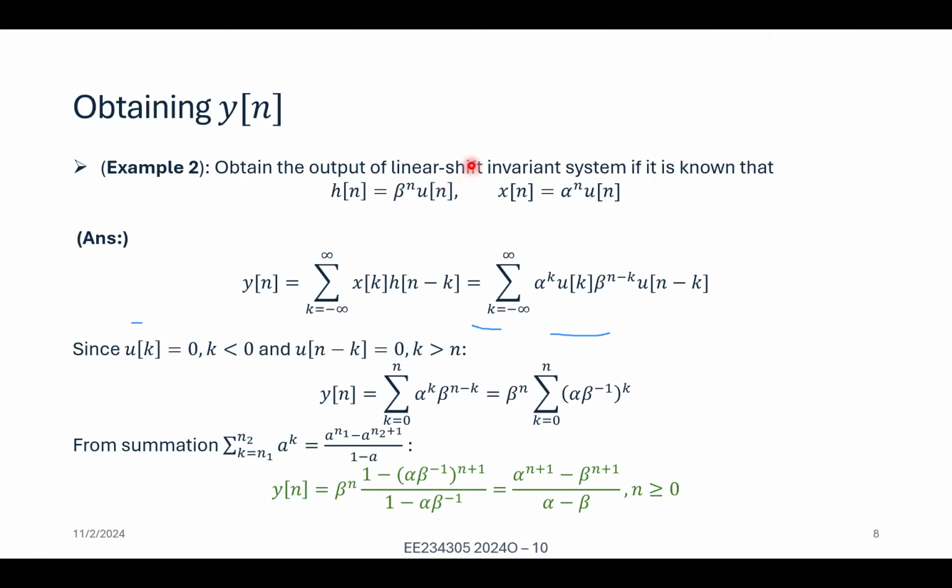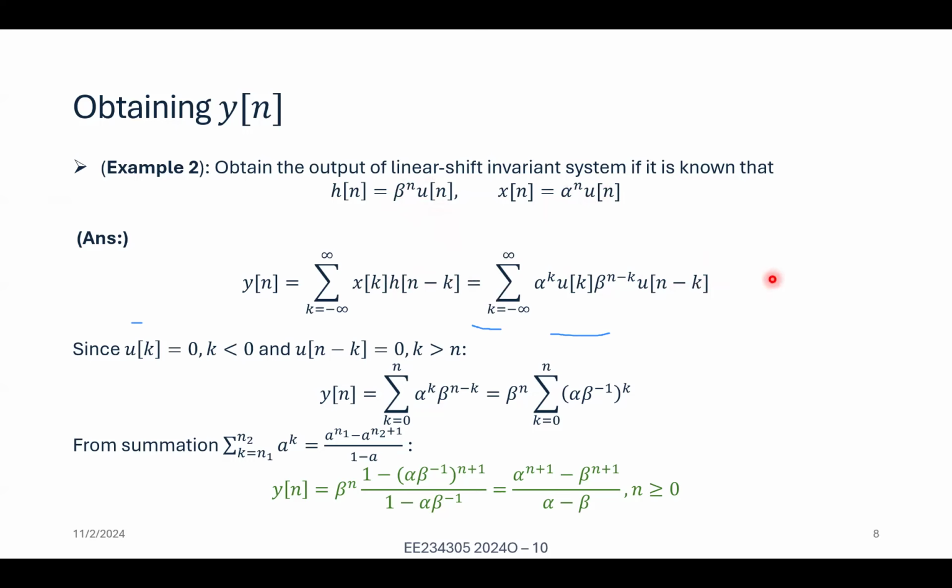All right, so now for the second example, we try to obtain yn, just the output of the linear shift invariant LSI system. It's known that hn is beta to the power of n times un, and xn is alpha to the power of n times un. So for yn here, of course, we use a convolution sum. As we see here, for xk we basically substitute this n with k, and for h n minus k, we substitute beta to the power of n minus k times u of n minus k.